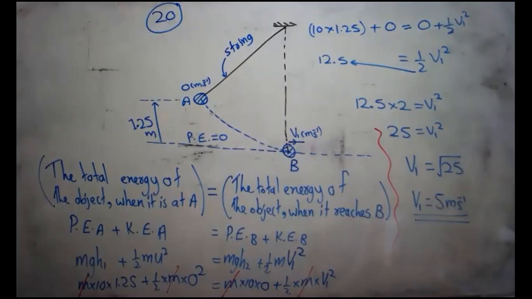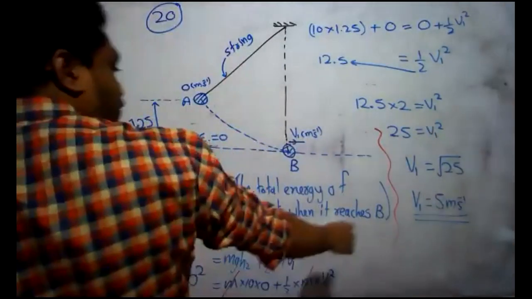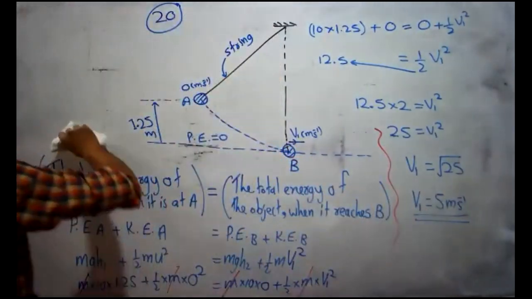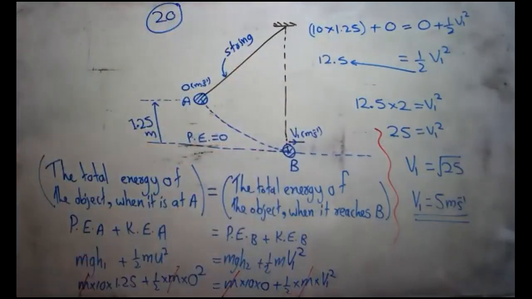Right, so we have found that the velocity of the ball before the collision is 5 meters per second. So I want to erase these things. If you want, please take a screenshot. If you want any more time, please take a screenshot.